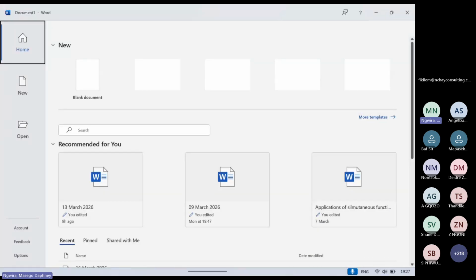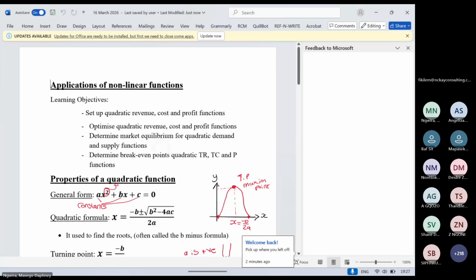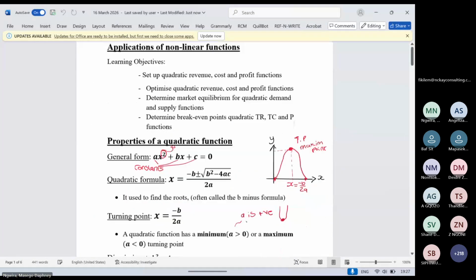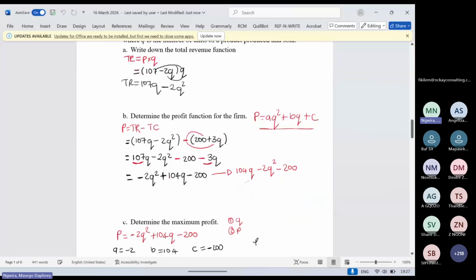Starting again. What's the date today? Sorry about that.